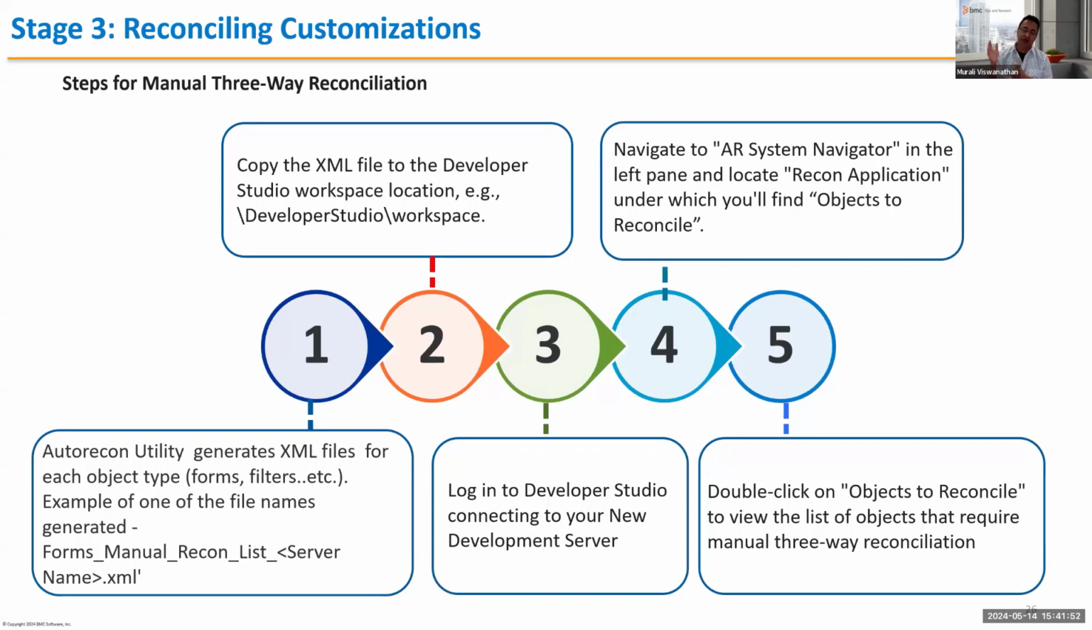That's it. You don't have to do the three-way reconciliation, comparing the old overlay, the new overlay and the new base. You still need to connect like that, but the only objects you need to manually reconcile are from this list, right? So we have simplified that for you.